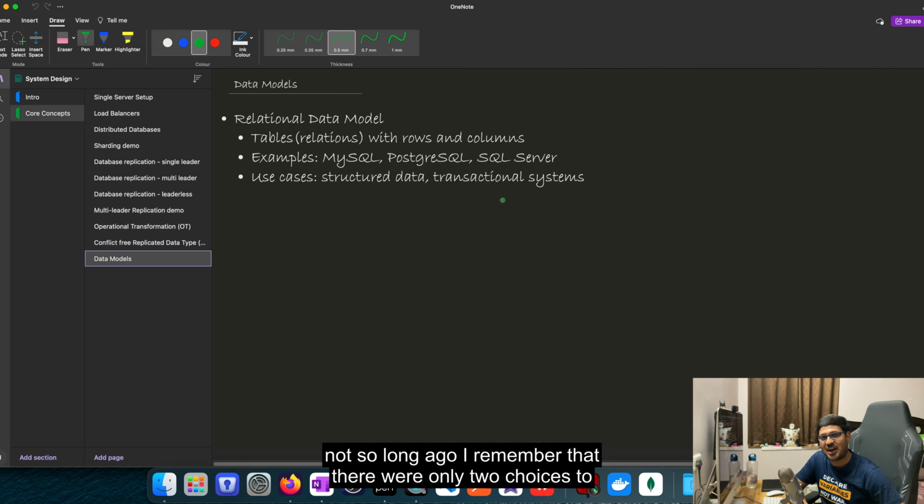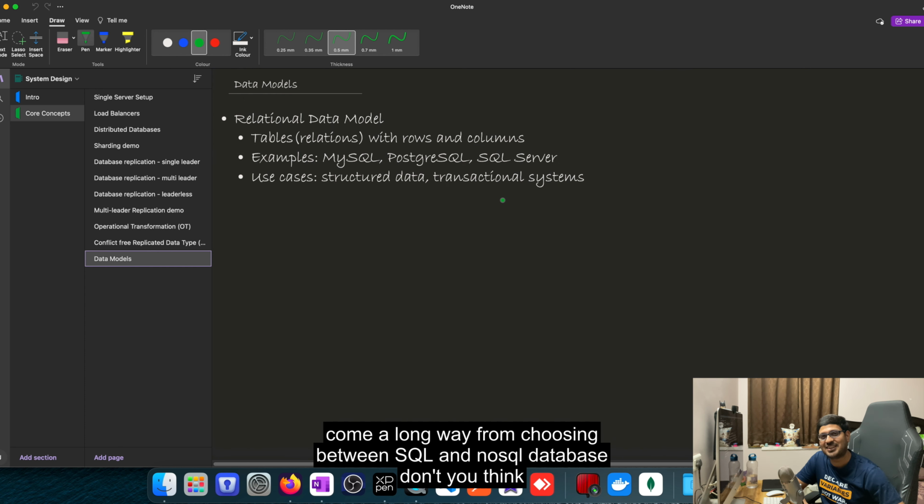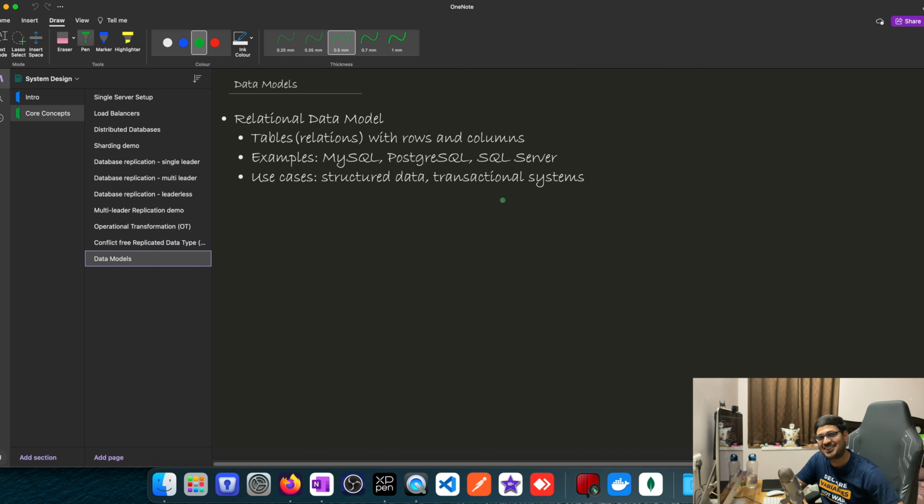Not so long ago, I remember that there were only two choices to be made, to SQL or NoSQL. But when I researched the different data models available today, I realized that we have come a long way from choosing between a SQL and NoSQL database, don't you think?